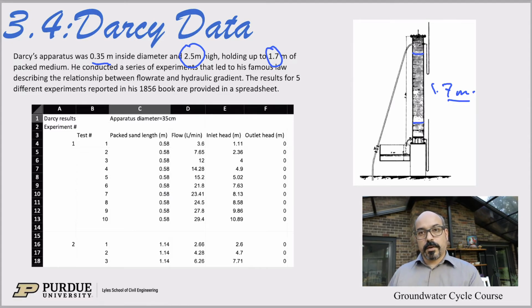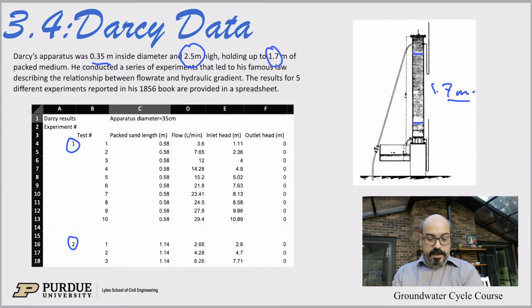Here are the results for 5 of the experiments that he conducted, a lot more obviously, but 5 of his experiments he reproduced in an appendix of his book, and that's where I went to get them and put them in a spreadsheet that you have for your homework. Here's a snapshot of the first experiment, the second, and then 3, 4, 5 are below it in the spreadsheet. And you can see that there are different tests.